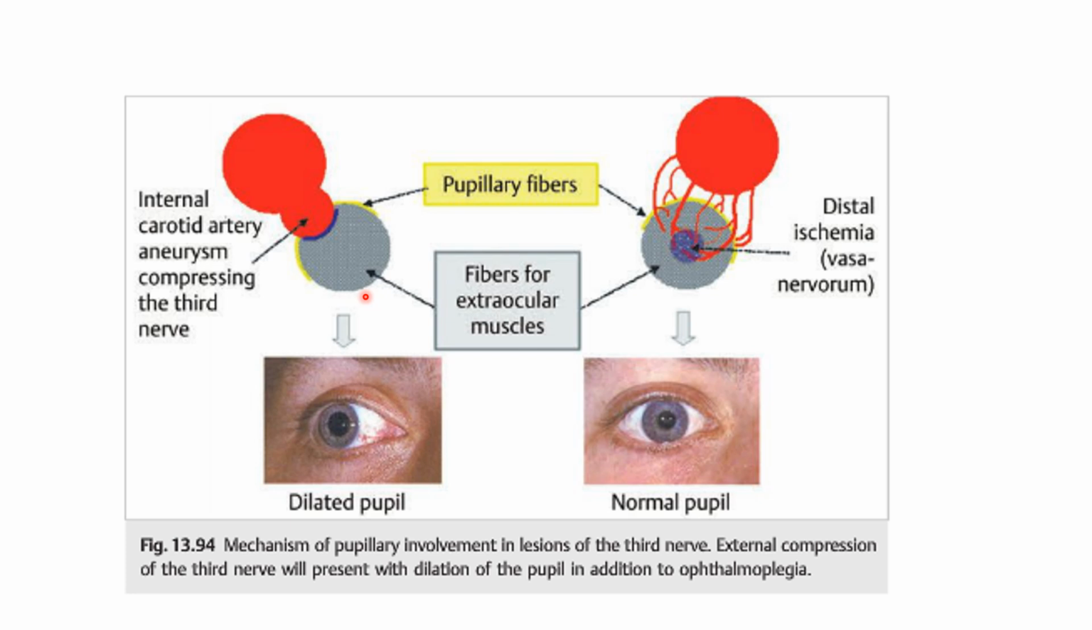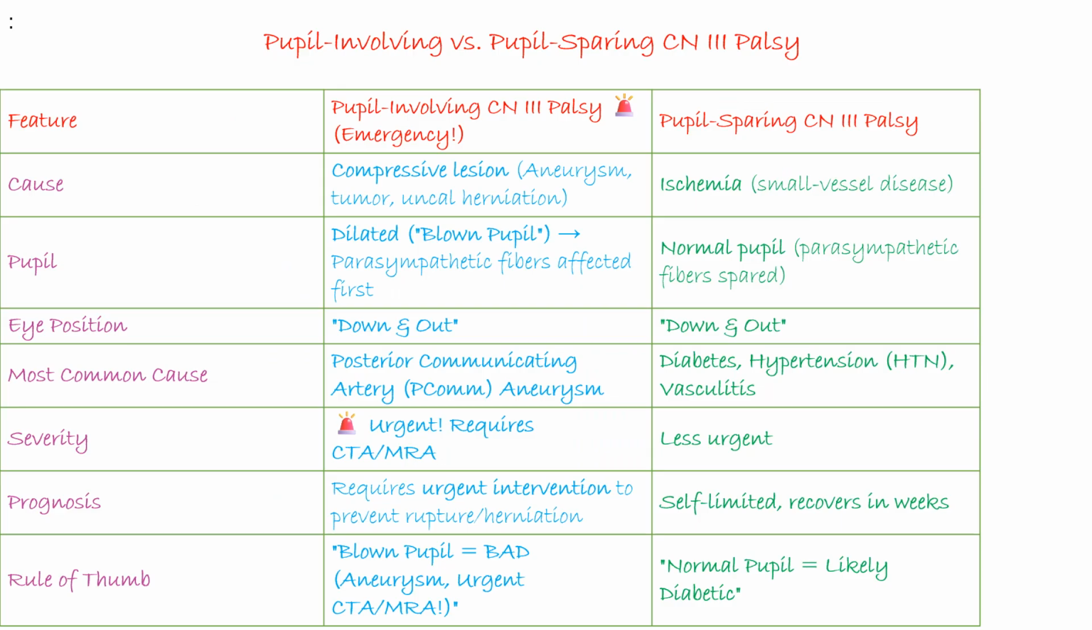The pupil will dilate. However, when it comes to causes such as ischemia, which majorly involve the inner part of the oculomotor, it will majorly result in palsy of the extraocular muscles, while sparing the outer part, that is the pupillary fibers. So in this case, we'll have pupil sparing oculomotor nerve palsy. So we've mentioned that we have pupillary involving versus pupillary sparing oculomotor nerve palsy.